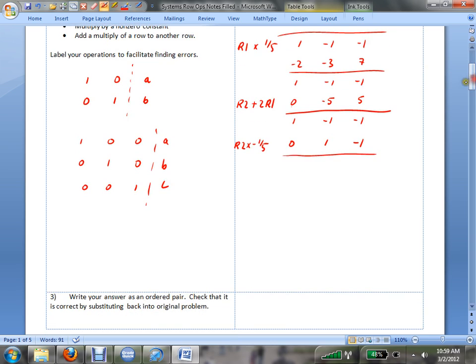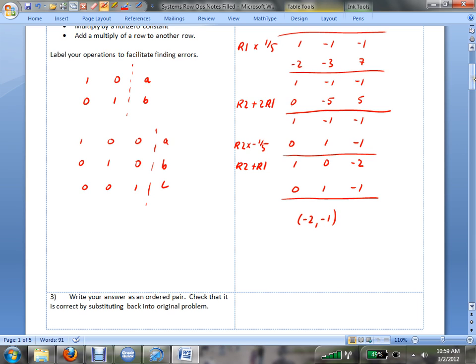I'm almost there. I've got the 0 and 1 here, but here this number should be a 0. So I'll write my second row. I won't touch that. But I'm going to need to get this to a 0. So to do that, I will do row 1 plus row 2. So that's a 1. Negative 1 plus 1 is 0. Negative 1 plus negative 1 is negative 2. My answer is now in reduced row echelon form, and my final answer is negative 2, negative 1 as the ordered pair.